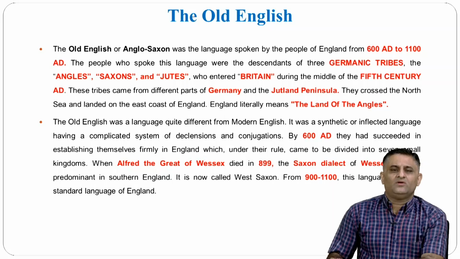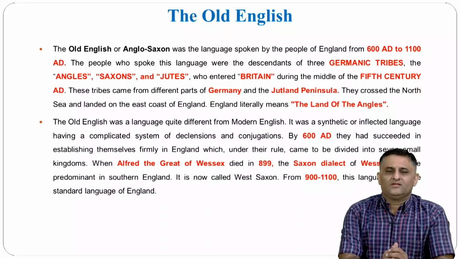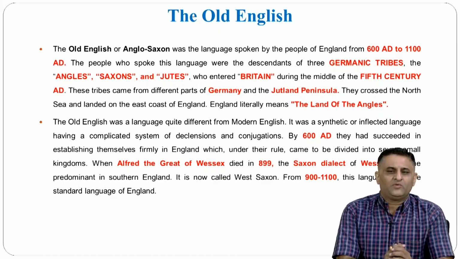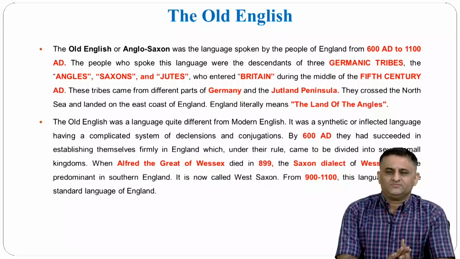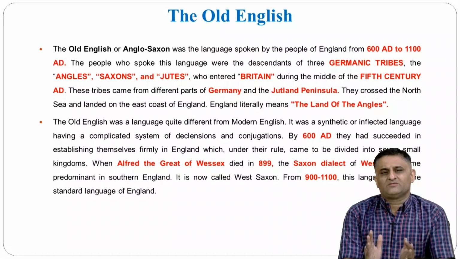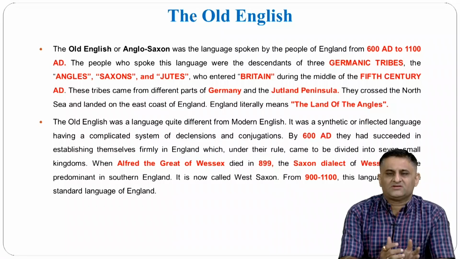Old English, or Anglo-Saxon, was the language spoken by the people of England from 600 Anno Domini to 1100 Anno Domini. Dear students, the first line gives information that the people of England were speaking Anglo-English during this time period.